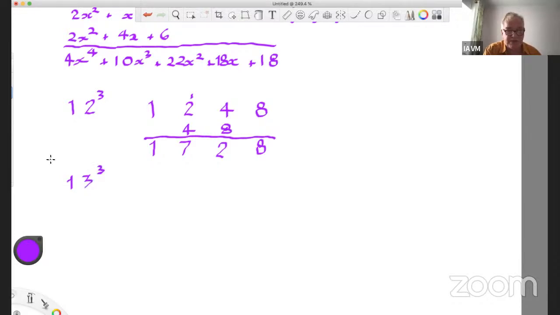13 cubed. Okay, I'm going to give you a minute to work this one out. We set down the cube of the first digit and then use the ratio 1 to 3. So I'll give you 60 seconds to see if you can find the cube of 13.